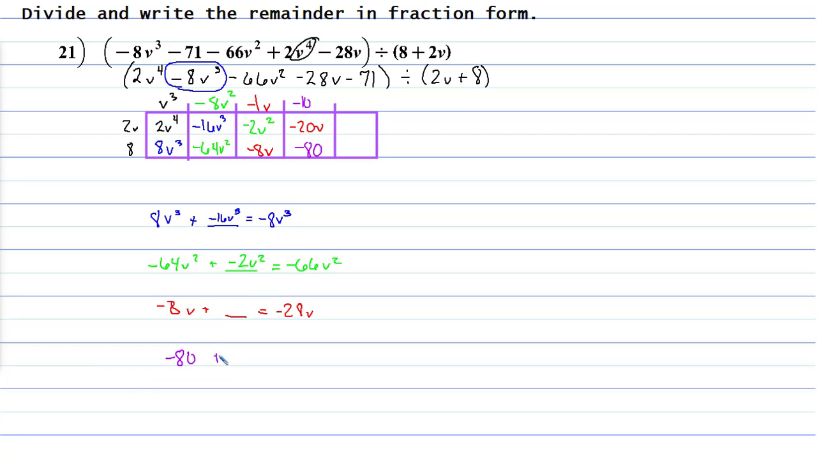So negative 80 plus something is going to give me negative 71. That something is a positive 9. Since that previous column did not have a variable, that means I'm in my remainder. And so my answer is v cubed minus 8v squared minus v minus 10. The remainder was positive, so plus 9 divided by 2v plus 8.